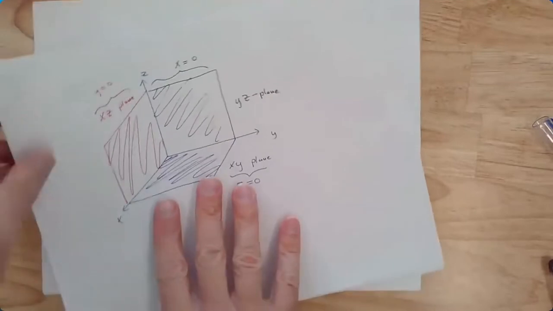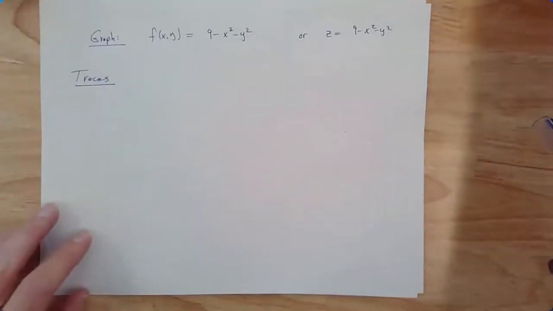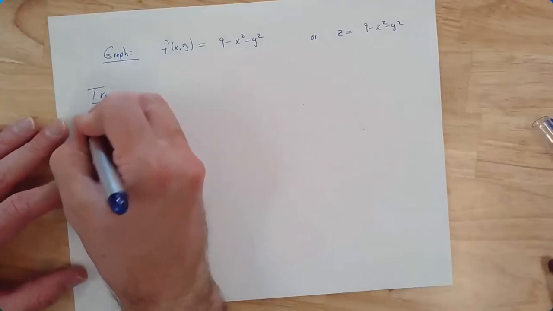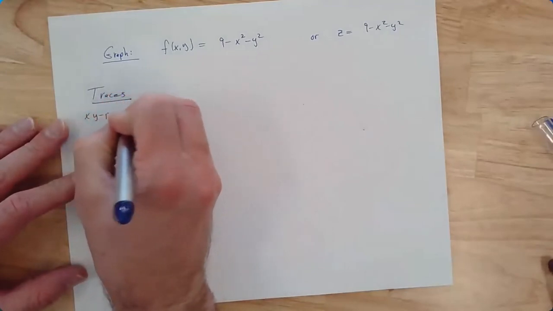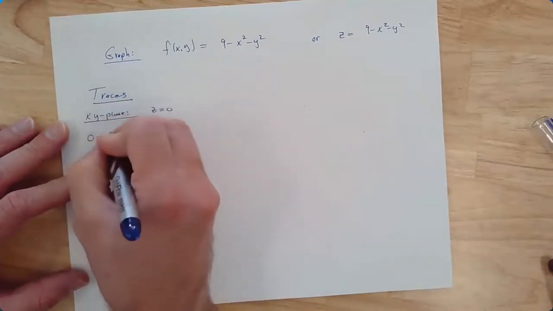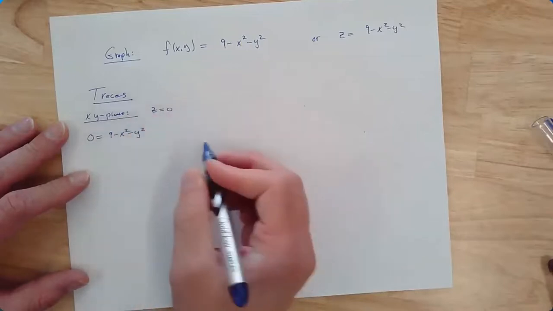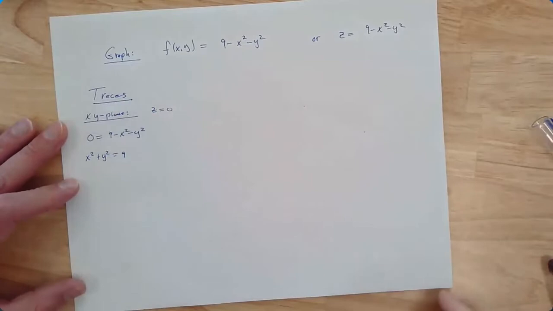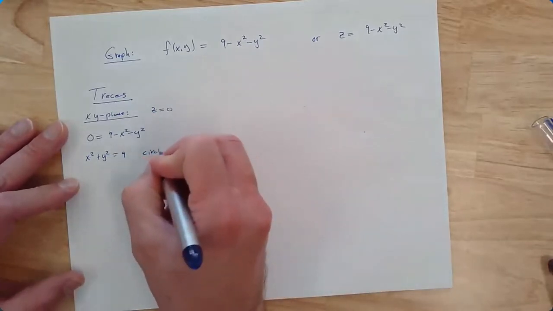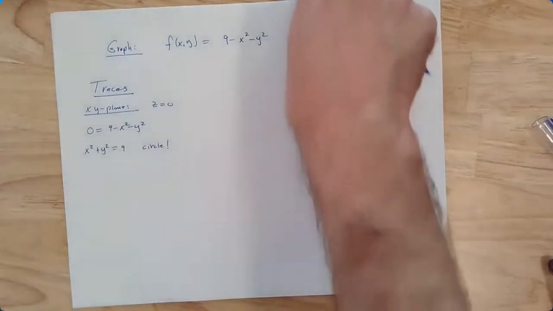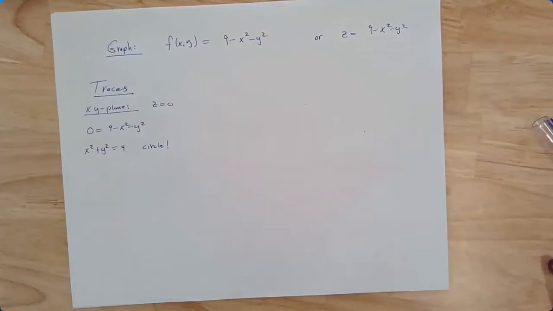So to see what this looks like, I'm going to look at all the traces. The trace in the XY plane: if I set z equal to 0, I get 0 equals 9 minus x squared minus y squared, which becomes x squared plus y squared equals 9. And that's a circle. There are a lot of circles when you graph stuff. It's kind of a feature of graphing things in 3 dimensions that you often get circles coming up in one of your planes.